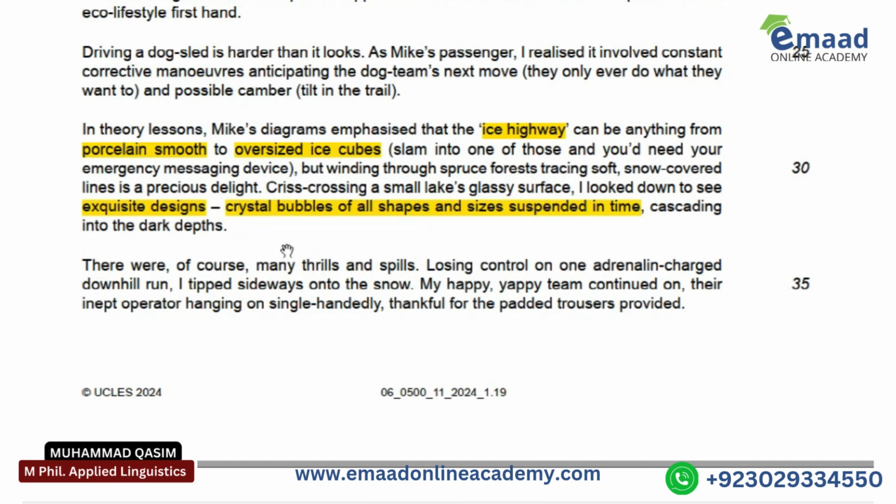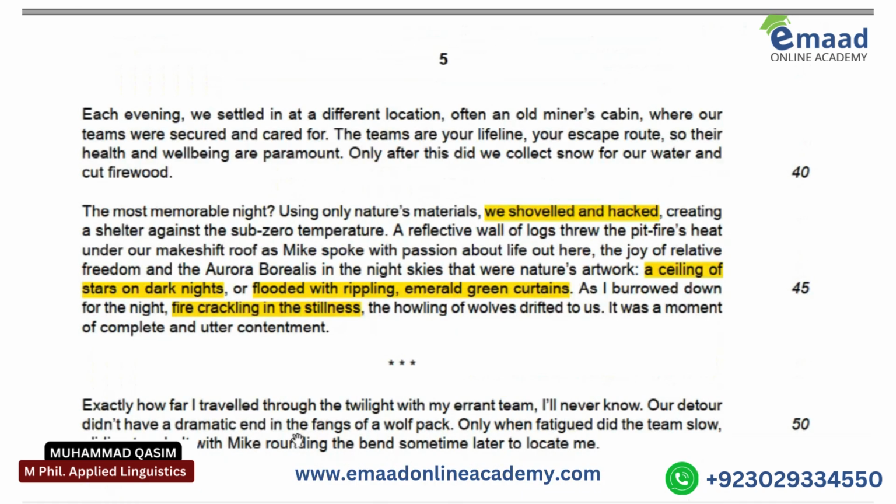So we need to catch 3 points here from this paragraph and 3 from paragraph 11. Let's read that one. The most memorable night, using only nature's materials, we shoveled and hacked, creating a shelter against the sub-zero temperature. A reflective wall of logs threw the pit fire's heat under our makeshift roof.